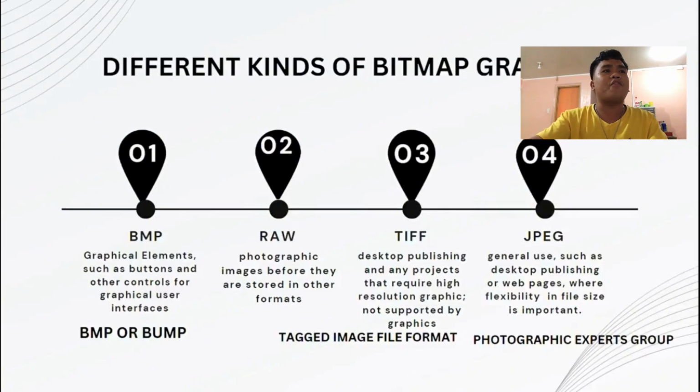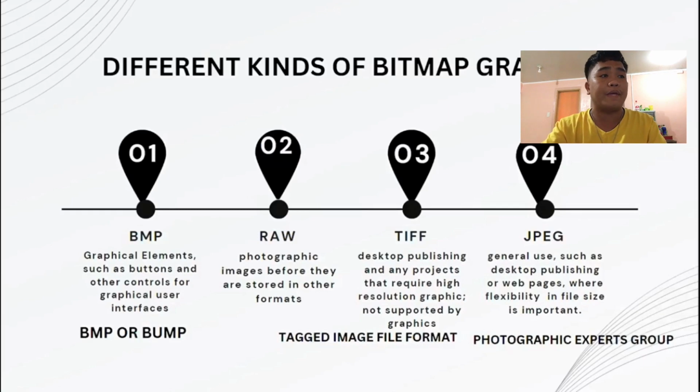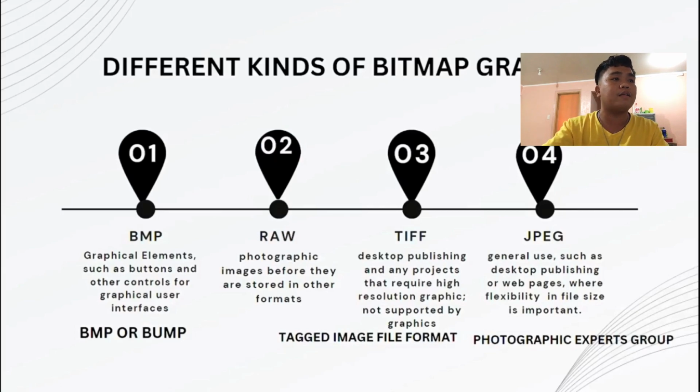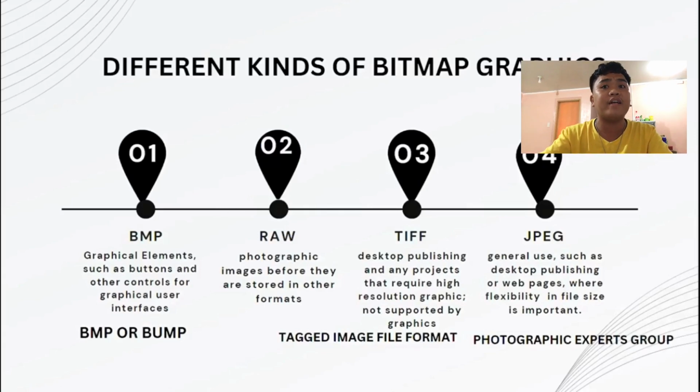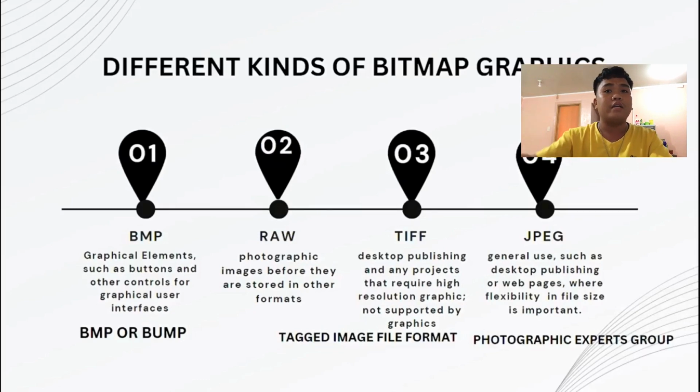Next, these are the types or different kinds of bitmap graphics. The first example is BMP, or bump. BMP is used for graphical elements such as buttons and other controls for graphical user interfaces. You can see BMP in Microsoft when you insert pictures. As far as I know, BMP is a file format that you can get in Microsoft when you insert photos into your file.